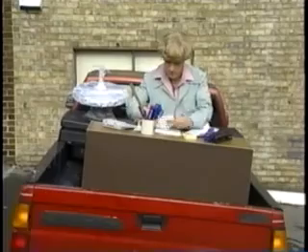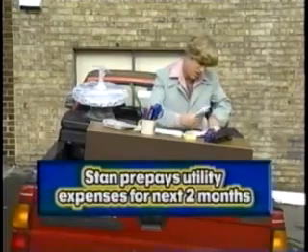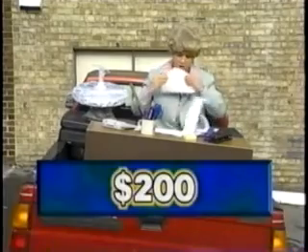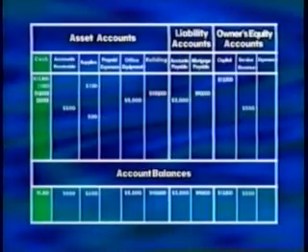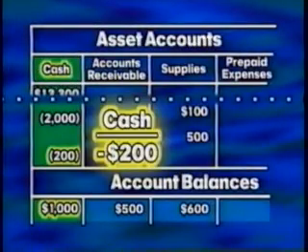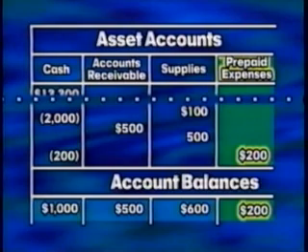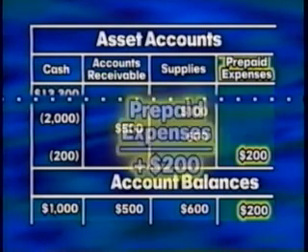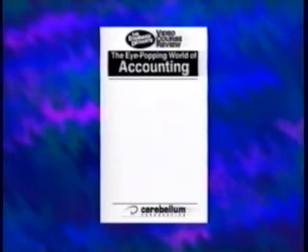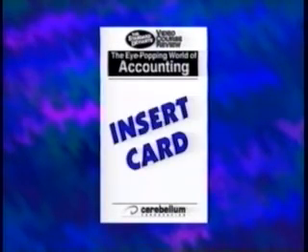Being an honest and upstanding citizen, Stan prepays his utility expenses for the next 2 months, costing him $200. So, on the books, his cash account, an asset, decreases by another $200, and his prepaid expenses account, another asset, increases by $200. You can find this worksheet on your standard Deviants insert card.